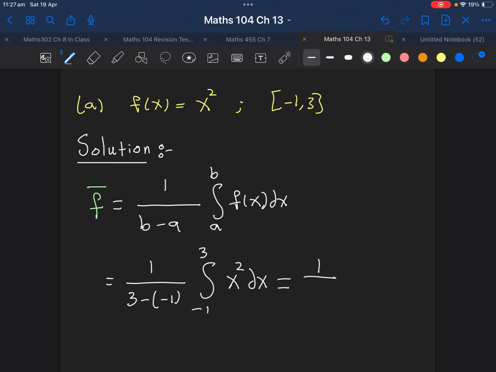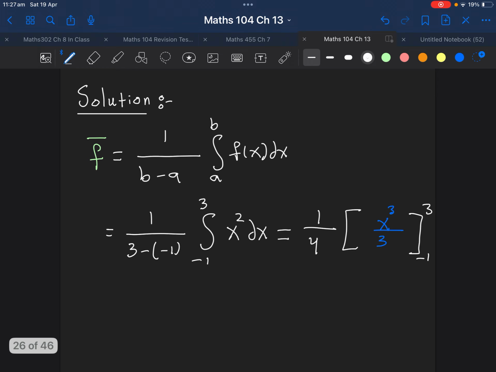Now this will be 1 over 4. What is the integral of x squared? That's the main question we have here. Well, you guessed it correctly. It is x cubed divided by 3. What we need to do next is substitute 3 instead of x, and then substitute -1 instead of x.